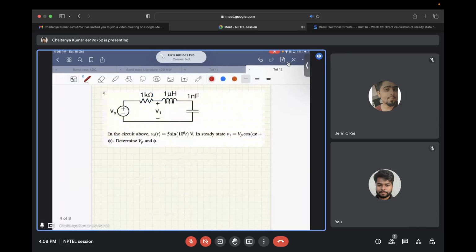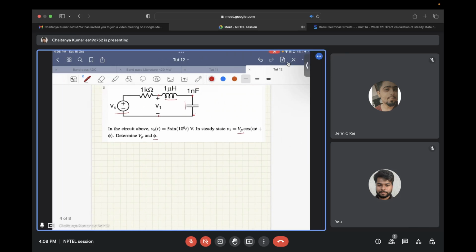Now let's move on to the next question. In this question, again, you have been given a sinusoidal voltage source to an RLC network, but the output voltage you don't need to find at the output of the capacitor. You need to find the output voltage across this series combination of inductor and capacitor. So again, you need to find the amplitude and phase.